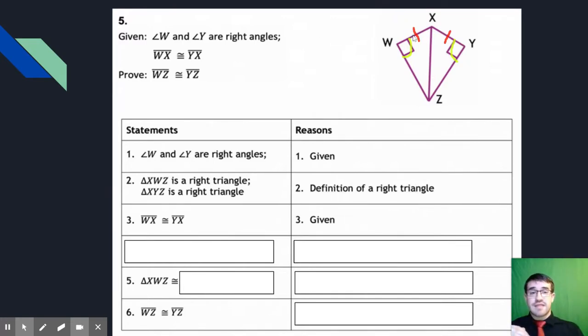We're then given that segment WX is congruent to segment YX. That's in the given information. So where do we want to go from there? Take a minute, think about it, pause the video, write it down.